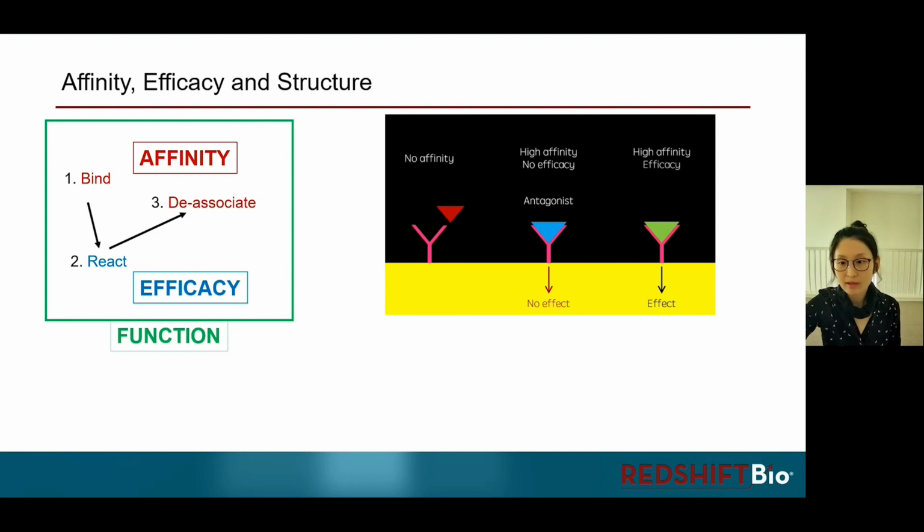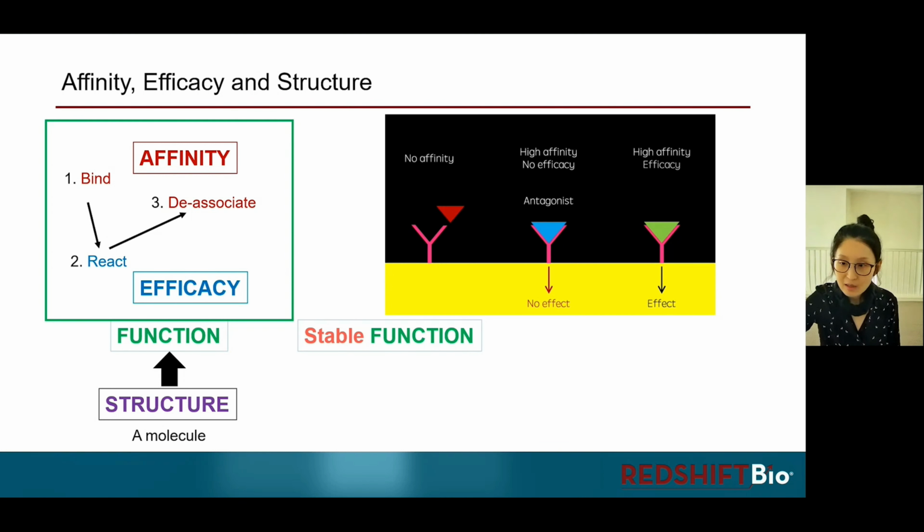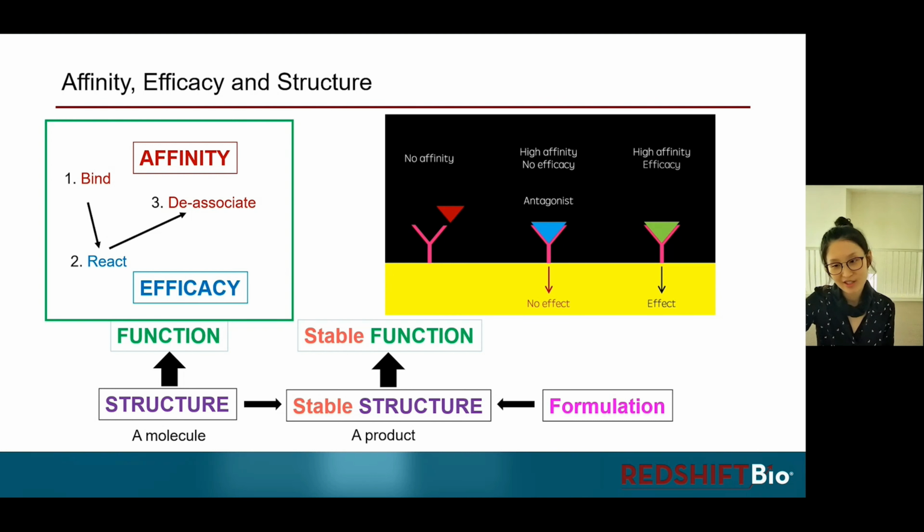The function is determined by the structure of the molecule. Once we have selected the optimal candidate that has the perfect affinity and efficacy, we will need to make sure that the molecule maintains a stable structure to be stable in function, and then we will have a good product. So we really can't and shouldn't downplay structure, and that is why we're making this Structure Meta series.